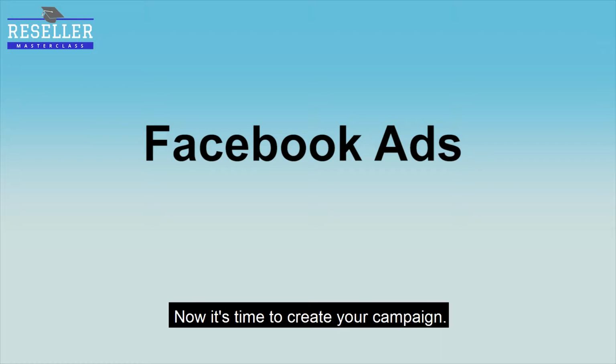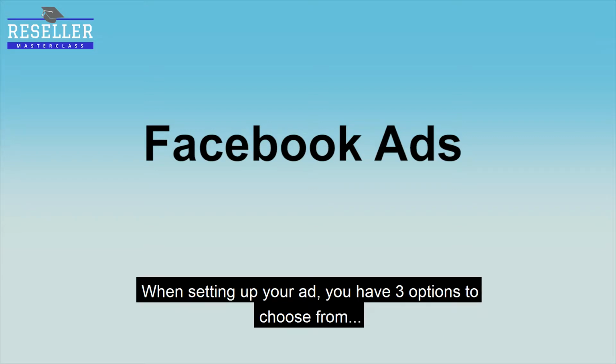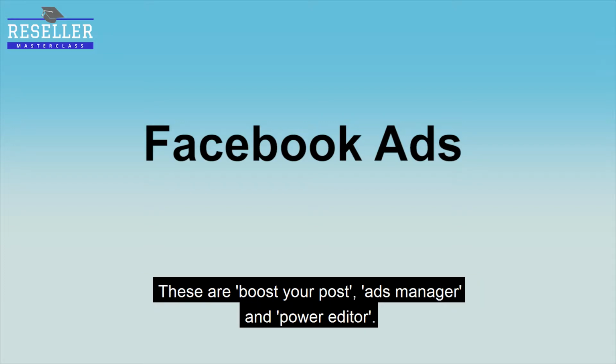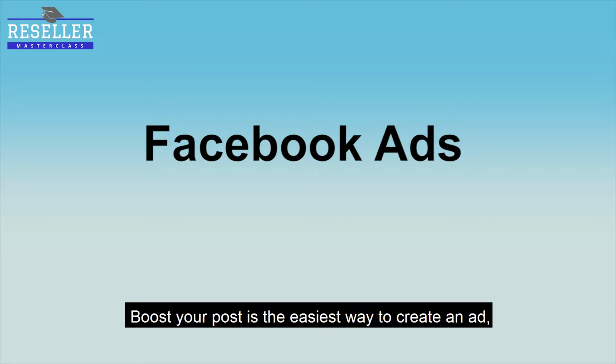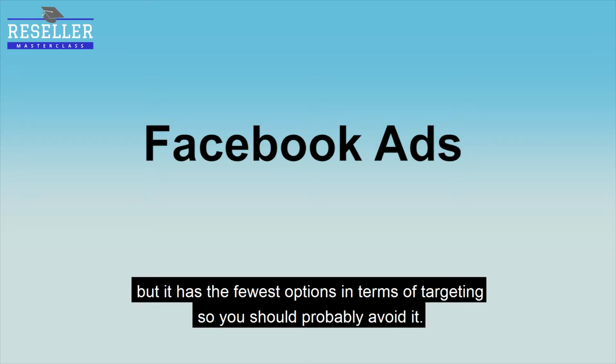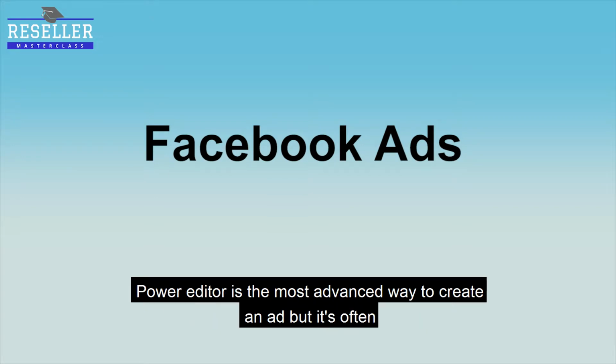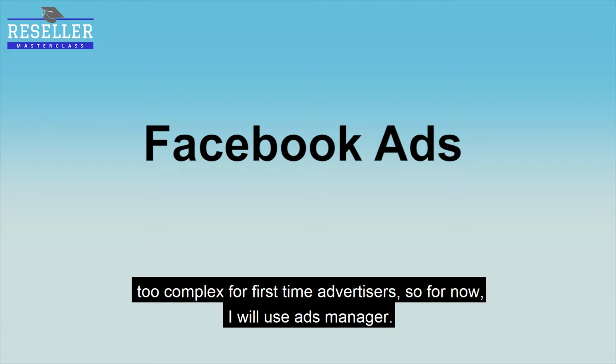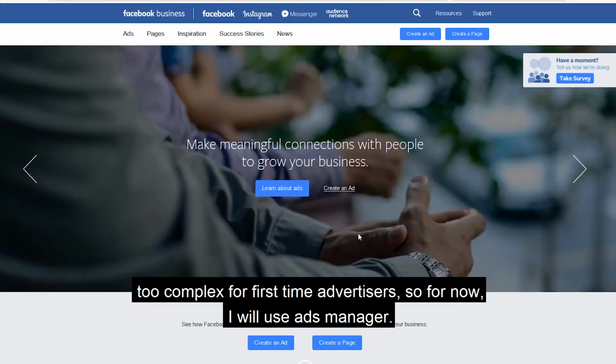Now it's time to create your campaign. When setting up your ad, you have 3 options to choose from. These are Boost Your Post, Ads Manager, and Power Editor. Boost Your Post is the easiest way to create an ad, but it has the fewest options in terms of targeting, so you should probably avoid it. Power Editor is the most advanced way to create an ad, but it's often too complex for first-time advertisers, so for now I will use Ads Manager.